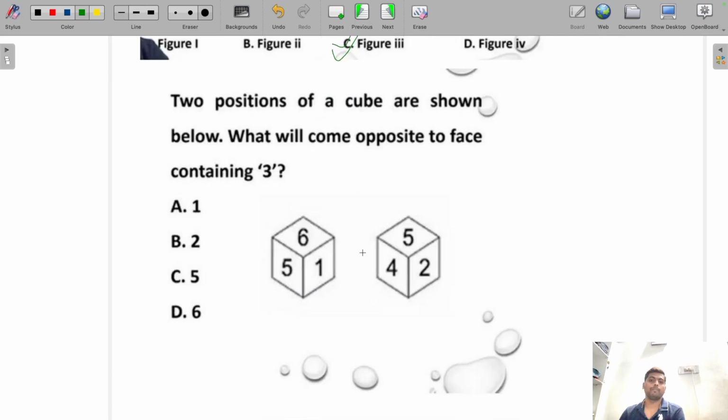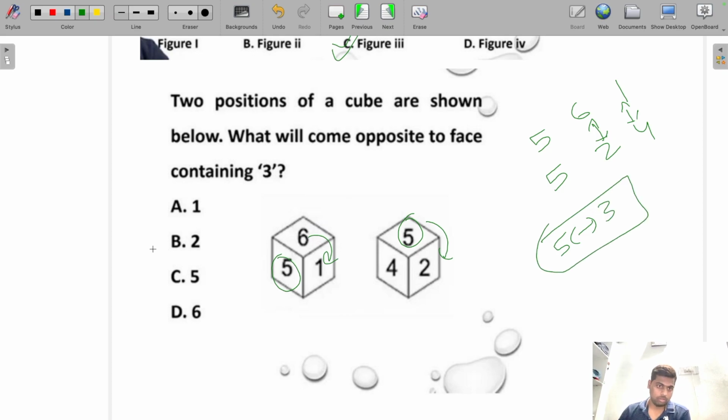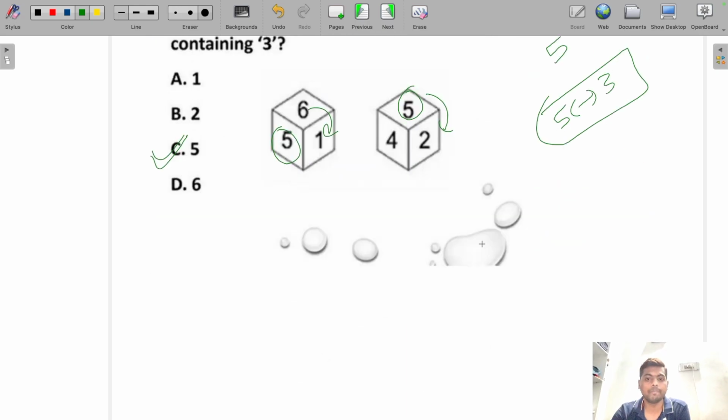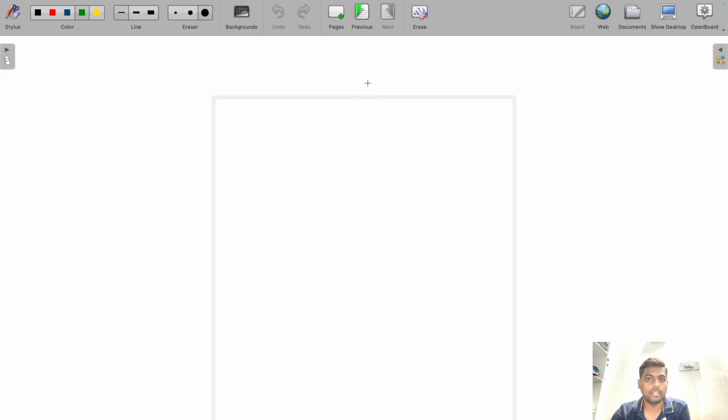Now coming to the next question, what will come opposite to the face containing 3? If you observe carefully, 5 is common between these two, you can write down clockwise. 5 6 1, 5 2 4. 6 and 2 are opposite, 1 and 4 are opposite, so 5 and 3 will be opposite. What will come opposite to the face containing 3? 5 will come, 5 and 3 are opposite. I hope you people understood till here.